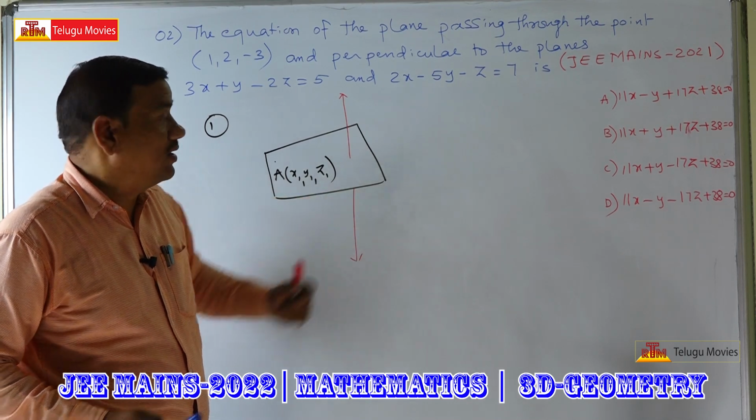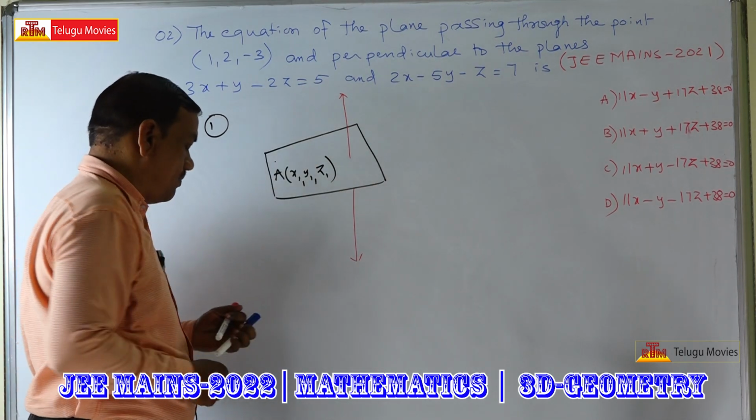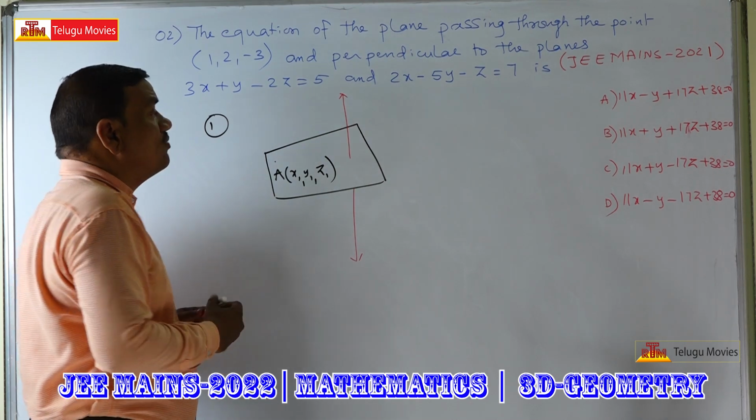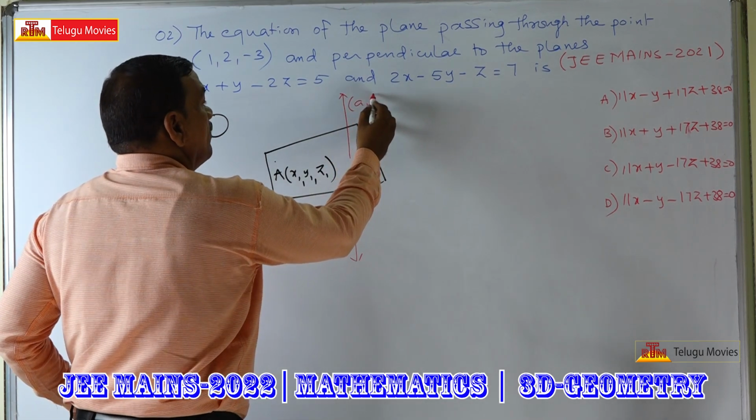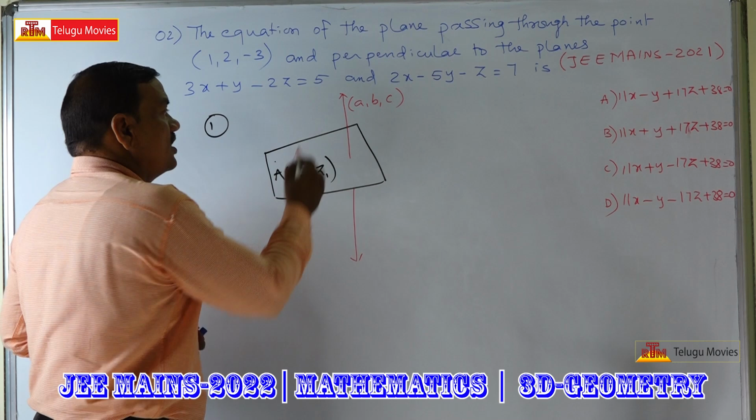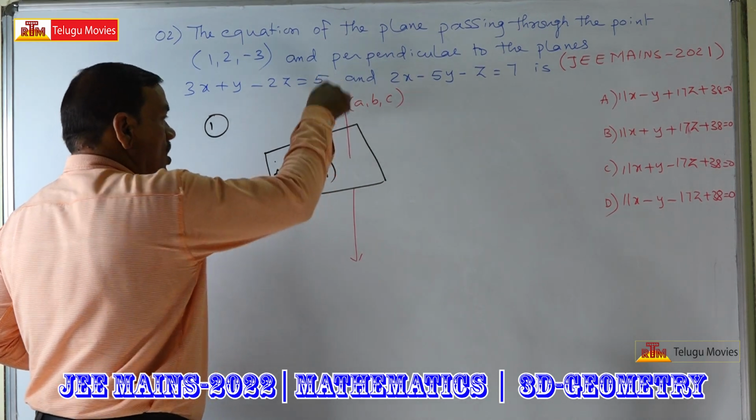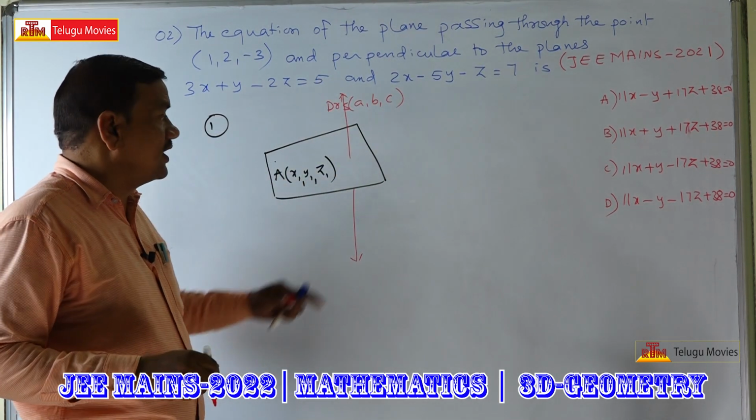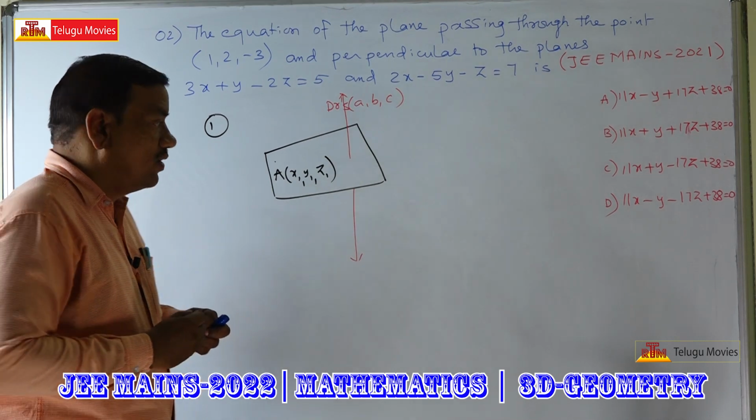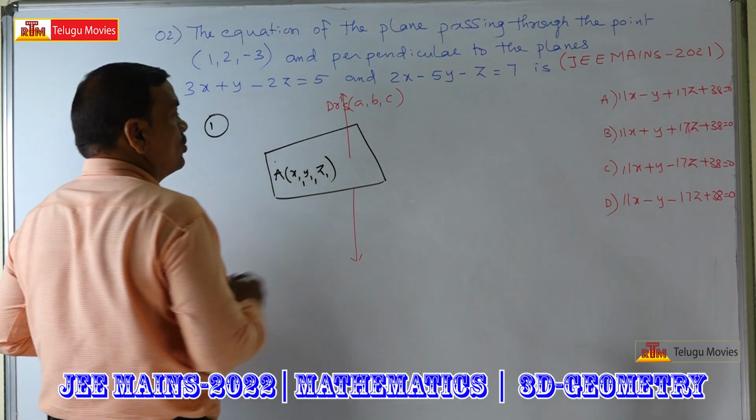This is called the normal, and the DRs of this normal are a, b, c. Normal means perpendicular to this plane. Then what is the equation of this plane?